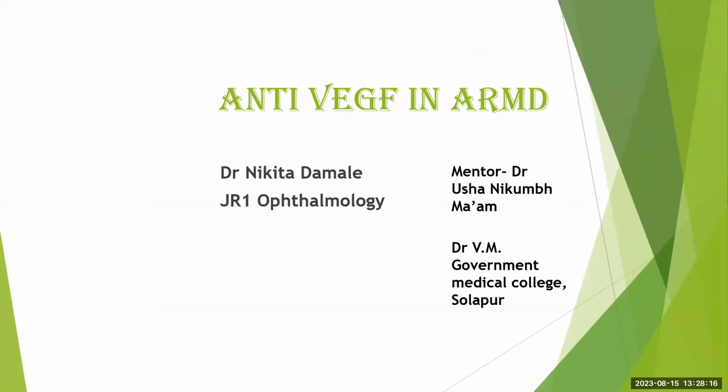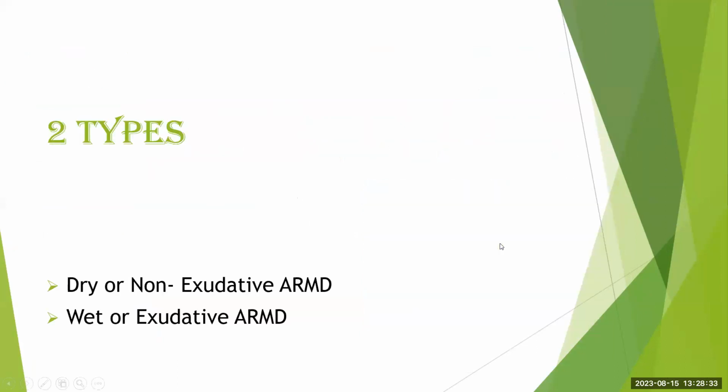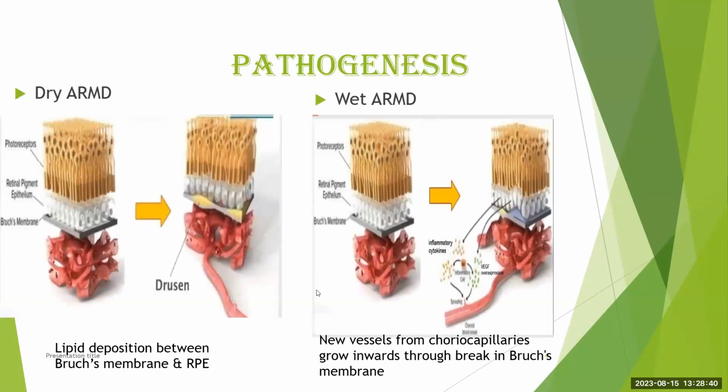Yes. I'm Dr. Nikita. I'll be presenting anti-VEGF in ARMD. ARMD is a chronic progressive degenerative disorder of the macula, which causes severe vision loss in the more than 55 years age group. As we can see here, there is loss of central vision. There are two types of ARMD, dry or non-exudative ARMD and wet or exudative ARMD. In dry ARMD, there is lipid deposition between Bruch's membrane and the RPE. And in wet ARMD, new vessels from the choriocapillaris grow inwards through breaks in Bruch's membrane.